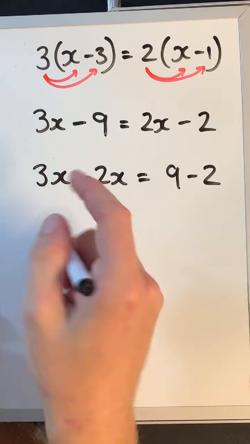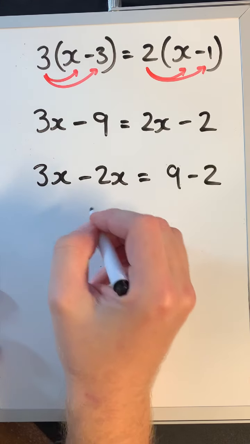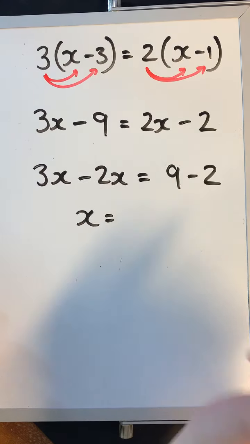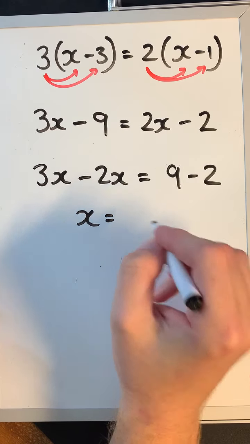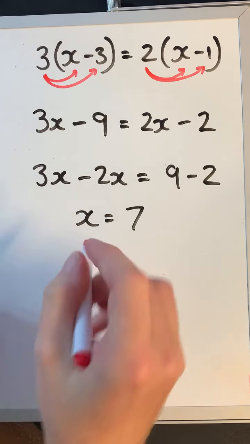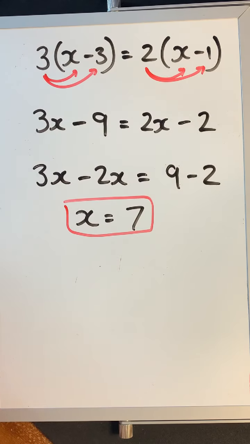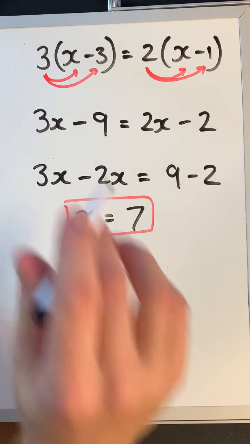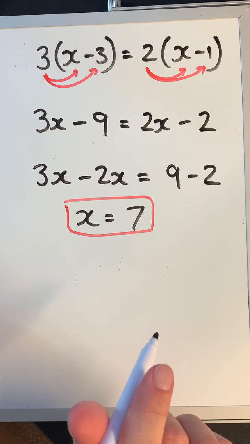Right, so let's go for the answer then. 3x minus 2x is x, yeah, 1x. And on the right hand side, 9 minus 2 is 7. Okay, so there's the answer to that equation. And of course, again, you can substitute this into your answer and it should satisfy the equation.